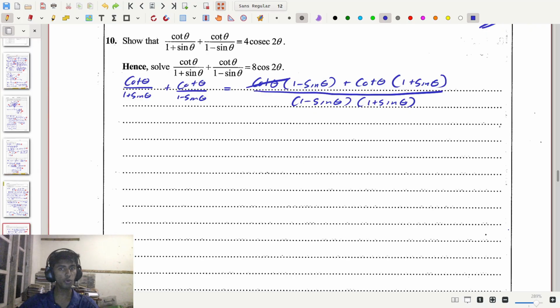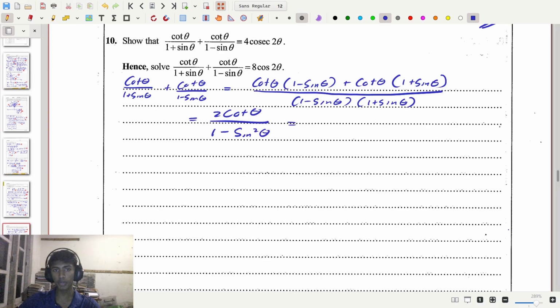If we cancel those out, we're left with cot theta times 1 and cot theta times 1. Therefore, we have 2 cot theta on top. So we can say this is equal to 2 cotangent of theta divided by, on the bottom, 1 minus sine theta times 1 plus sine theta. This is of the form a minus b times a plus b, which is the difference of squares, and therefore this is 1 minus sine squared theta.